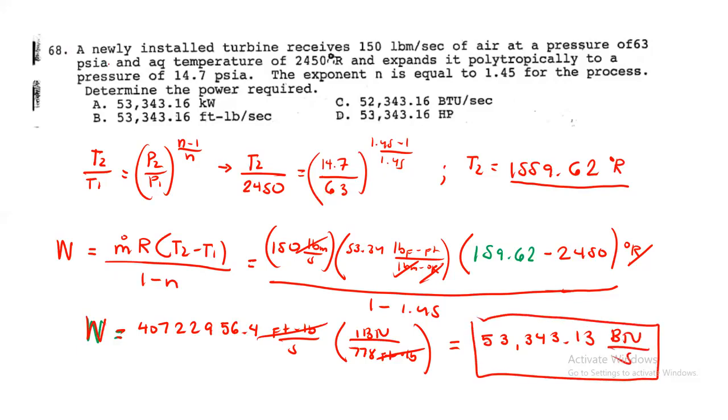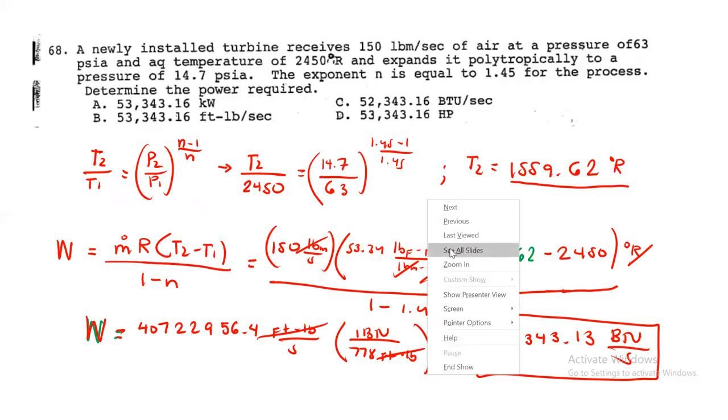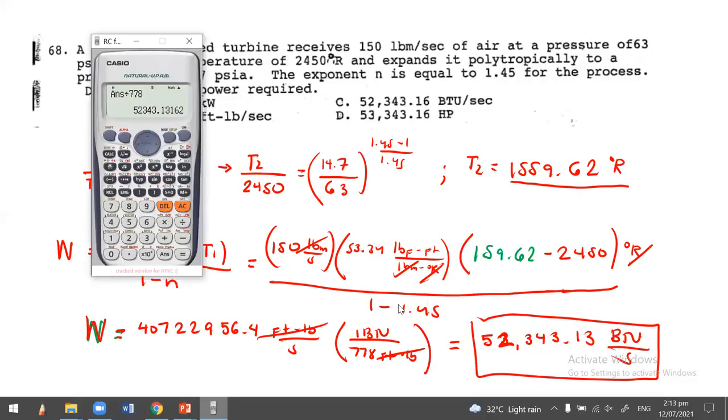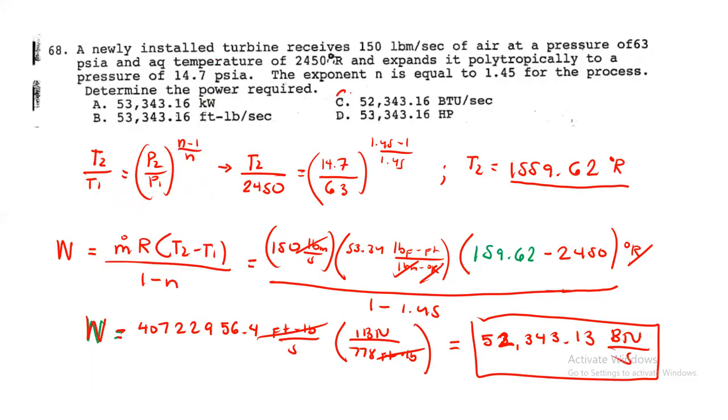So, ibig sabihin may error siya sa, 52 pala, 52. 53. So, 52,343.13. So, the answer is letter C. So, tatandaan nyo, yung ginamit niya dito is 159.62. So, yun, kailangan ma-identify natin yung mali, yung error dito sa problem na to. So, itong problem na to, pwede nyo na rin itong i-skip kung sakali, 52342, kasi mahirap rin itong masolve kung ganyan, no? So, next, 69.